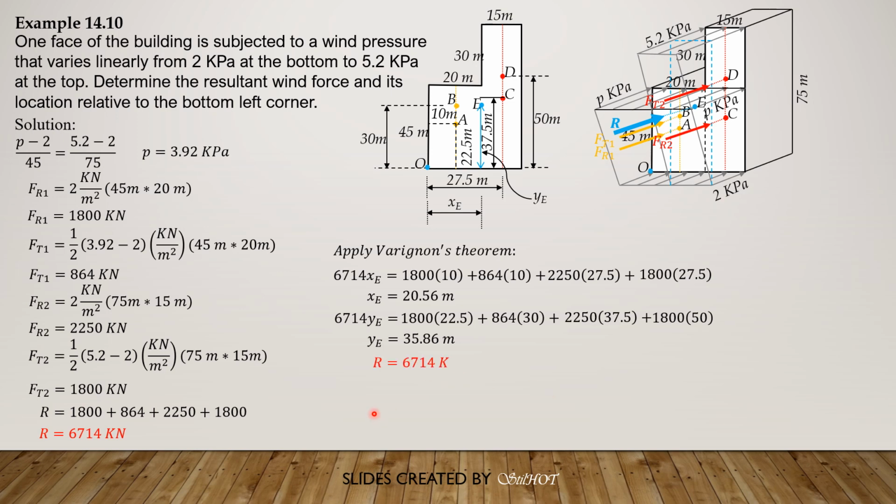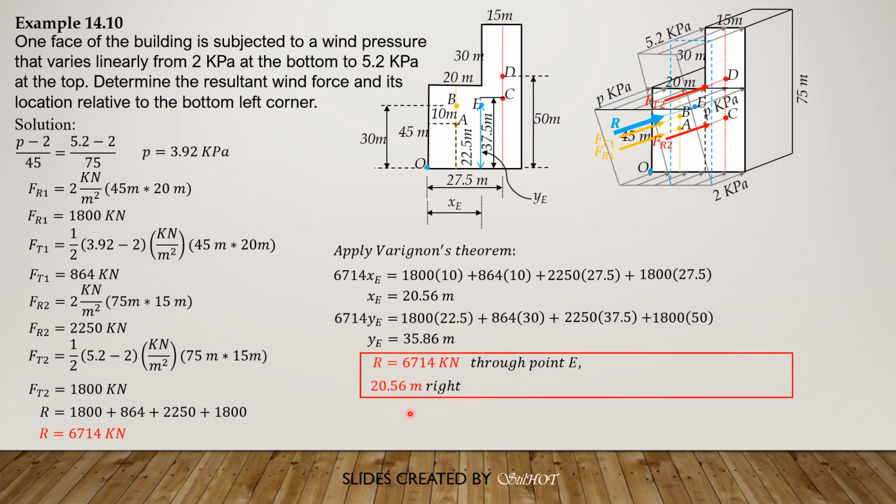So therefore, our answer R is 6714 kilonewtons perpendicular to the face of that building, and it is located at the point from the bottom left corner with coordinates XE 20.56 meters to the right and 35.86 meters above the bottom left corner. So that's the final answer. And finally, this is our last example.